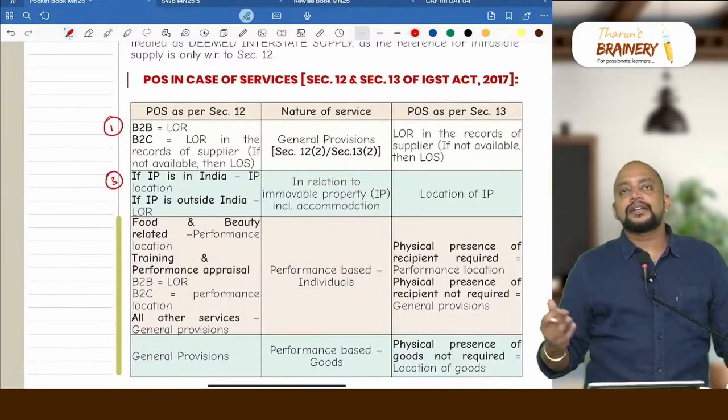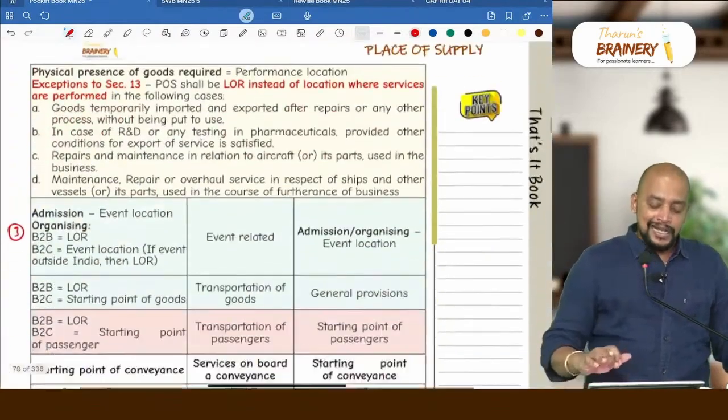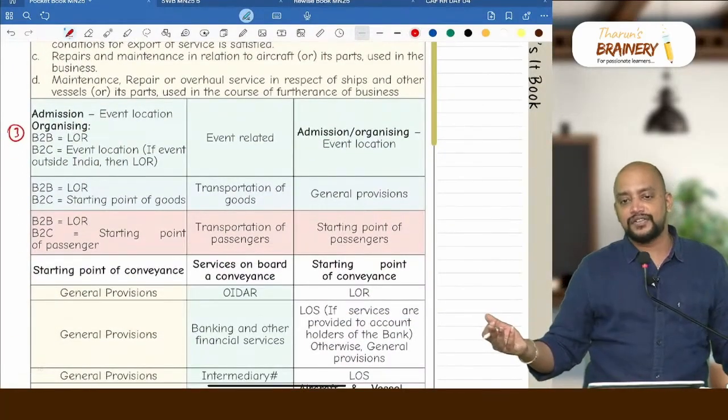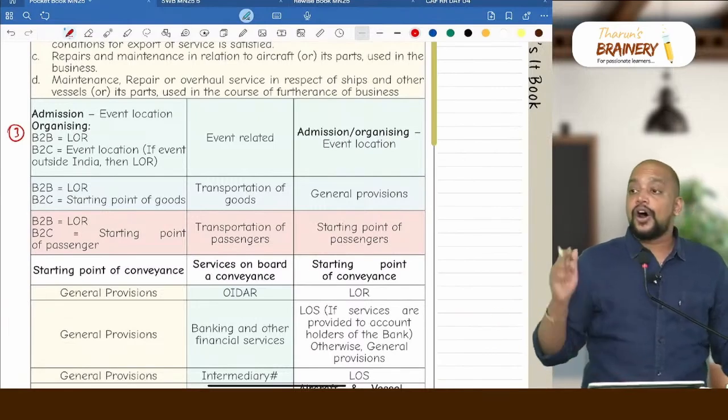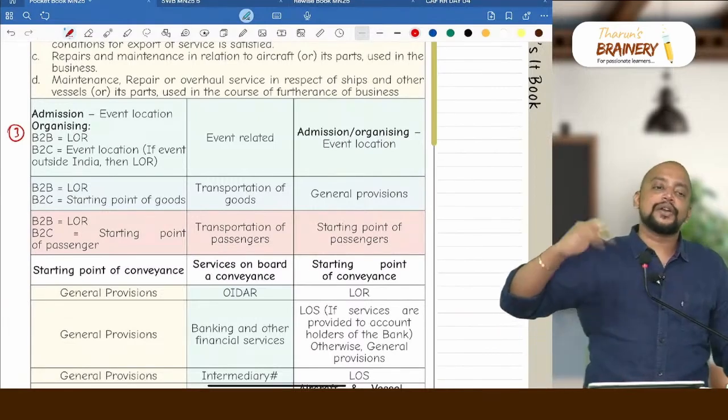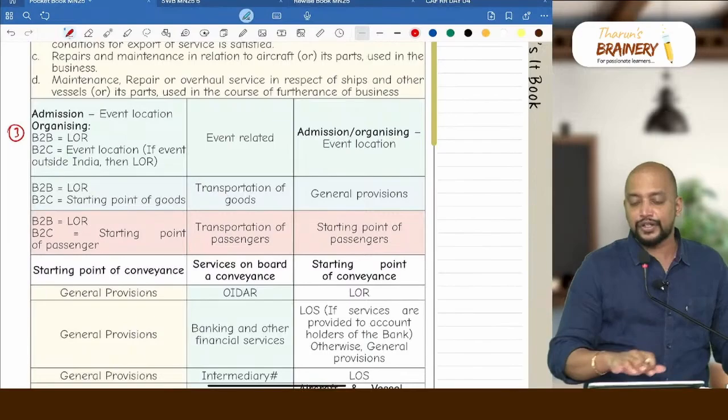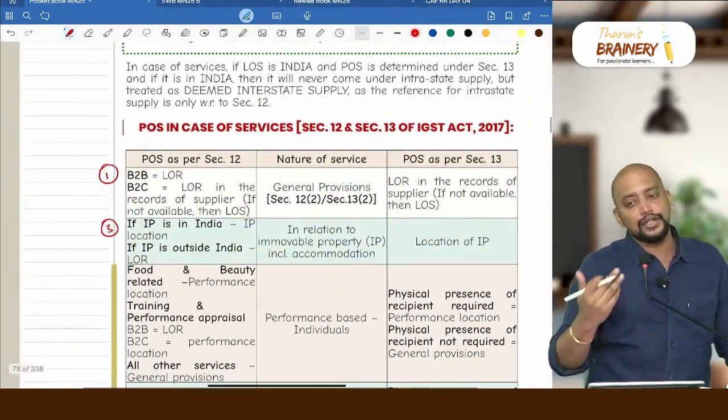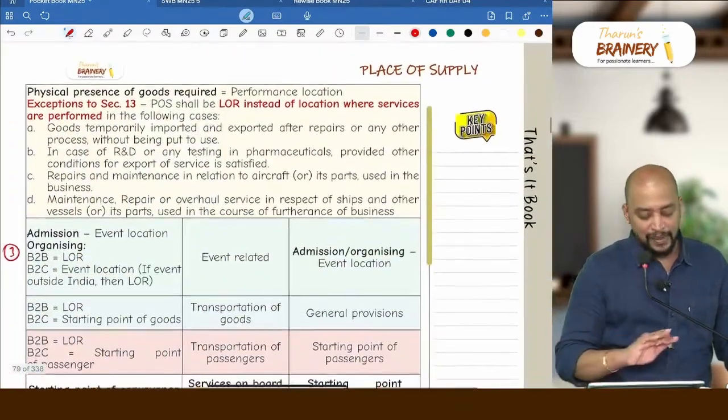So for property related service, location of property will be taken; for event related service, location of event will be taken. And in organizing an event, if the event is located outside India, the location of the recipient applies; for property located outside India, location of property will be taken as place of supply.